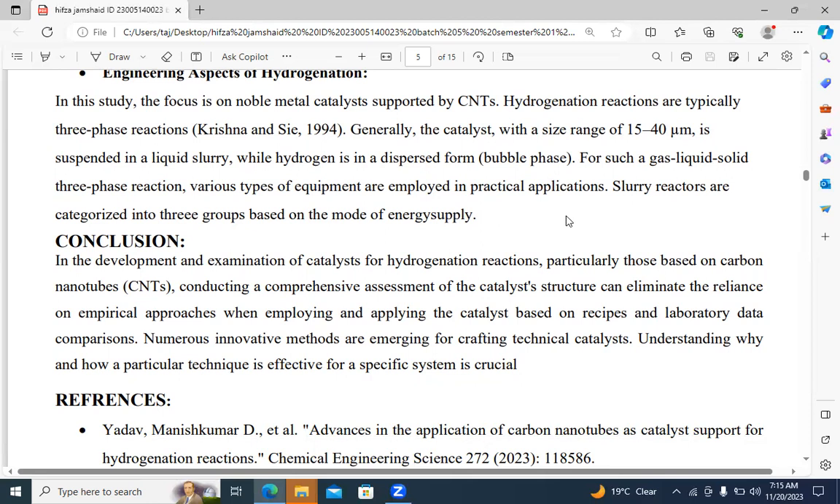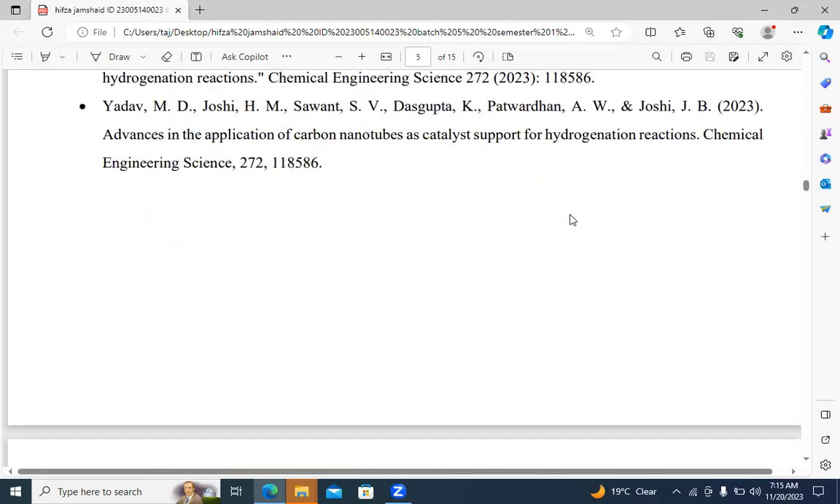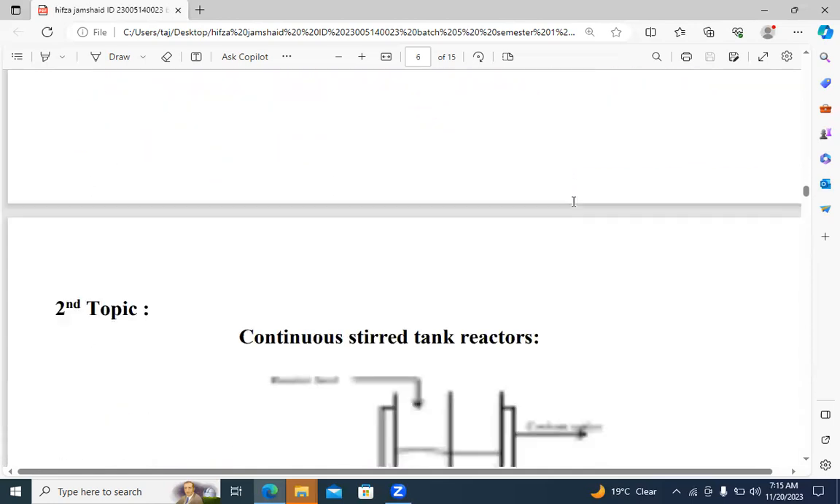Which reaction is going on in that reactor? There are references you can also see there.